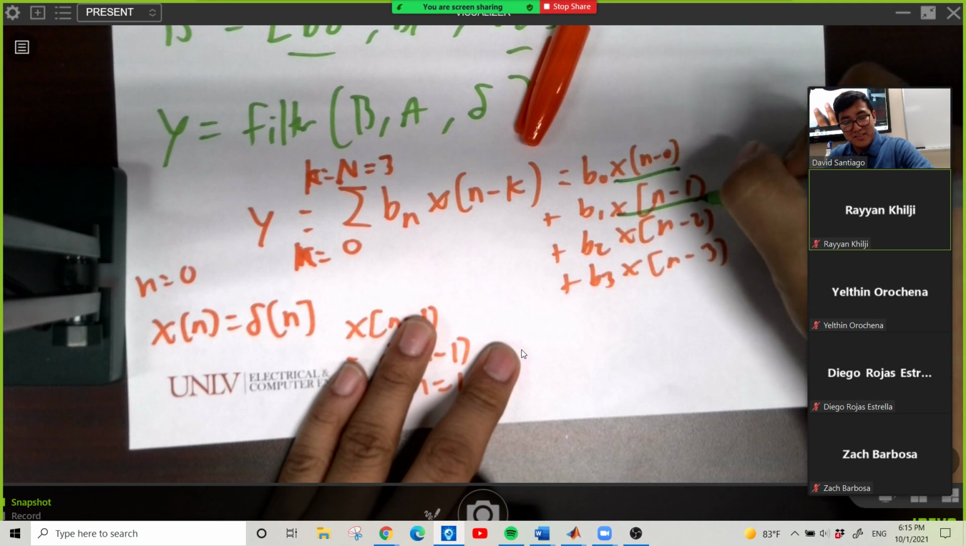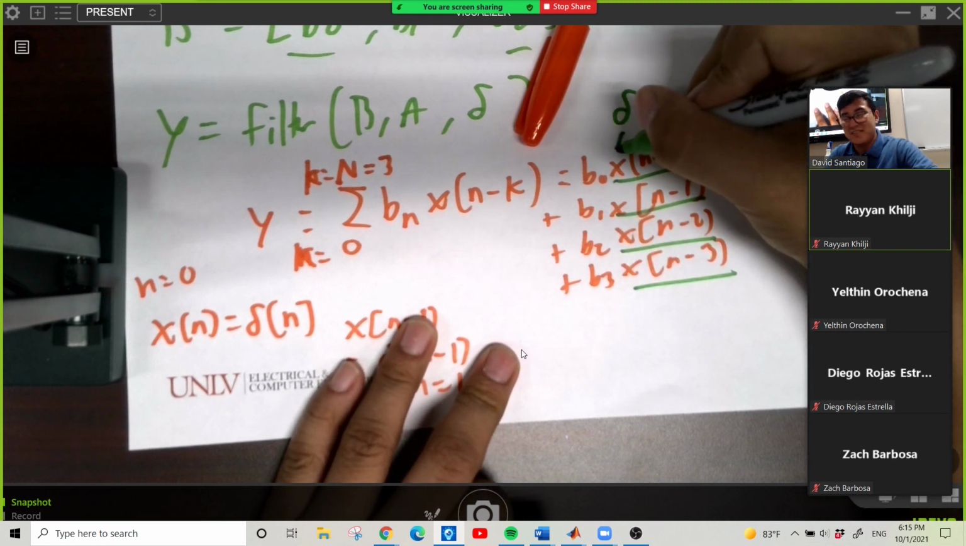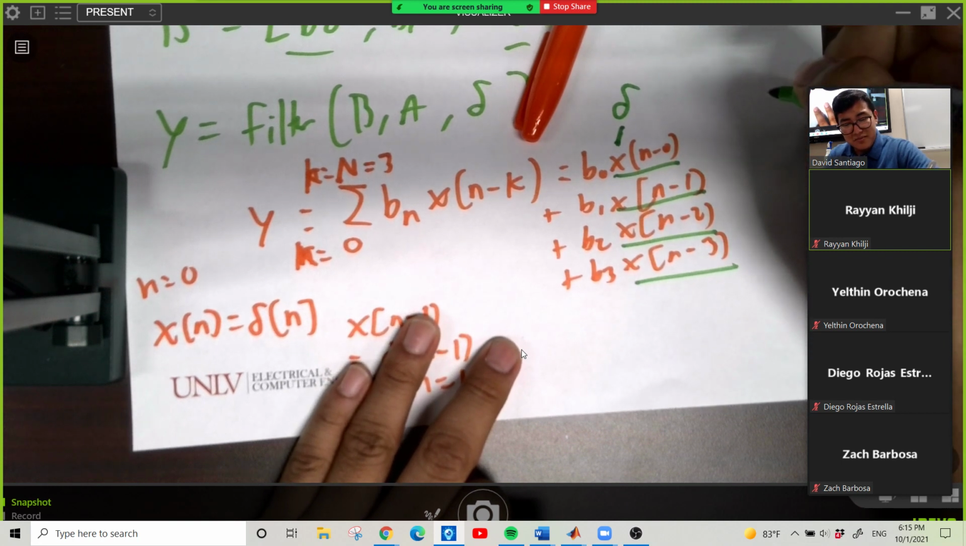This is a delta function, this is a delta function, this is a delta function, this is a delta function. Just replace all these x's with x with that value. Is that how I want to tell you? Oh, that doesn't look right.